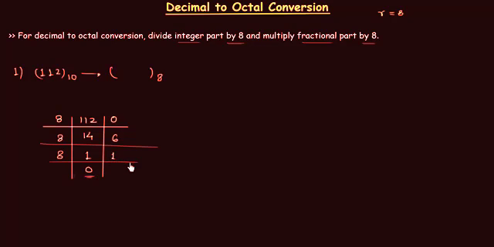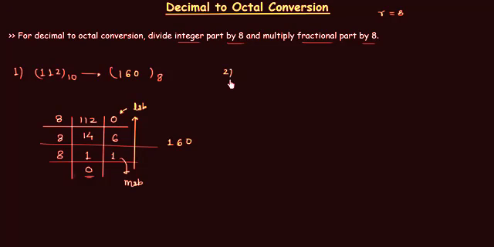We will stop here, and this 1 is the MSB and this 0 is the LSB. So the number is 160. We have to start from the bottom and go up, right? So 160 is the octal number which represents 112 in decimal. 160. This is the answer.